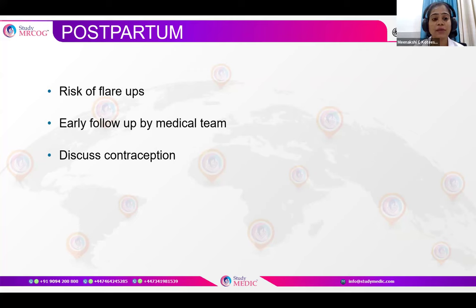In the postpartum period, because the immunosuppression effect, which is beneficial during pregnancy, is now gone, there could be a risk of flare-up. So involve the MDT and see what best can be done. And we also need to discuss contraception so that the sarcoidosis can be optimized before she plans the next pregnancy.